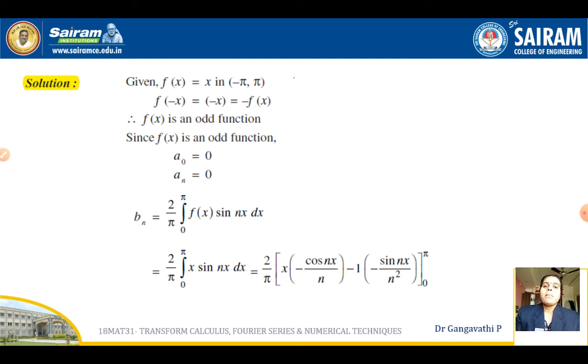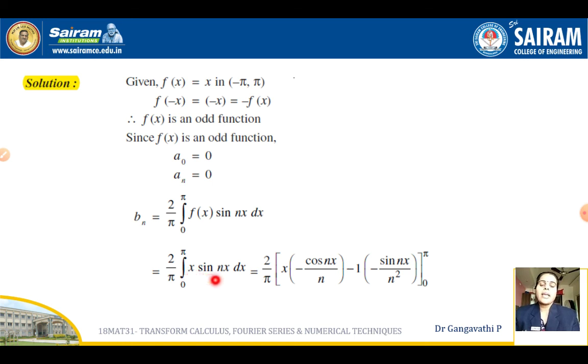Now bn. Bn, the actual formula is 1 by pi integral minus pi to pi f of x sin nx dx. But f of x is an odd function. Just now we have checked. Sin nx is also odd. So the product of two odd functions results in an even function itself. Therefore, integral minus pi to pi can be written as 2 times integral 0 to pi. So that is how we had got this formula for bn. And now substitute for f of x. This is x into sin nx.